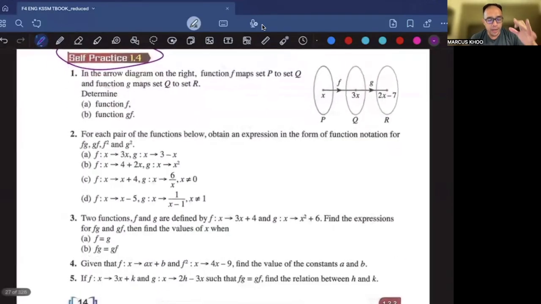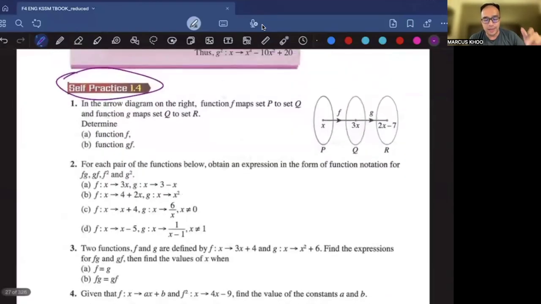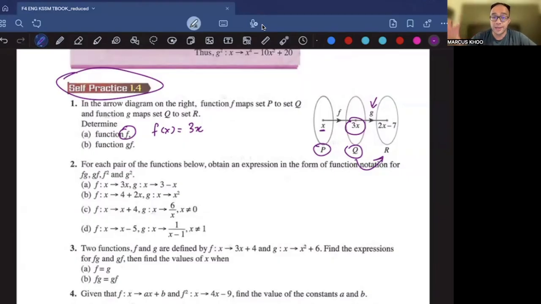In the arrow diagram to the right, function f maps set P to set Q, and function g maps set Q to set R. Determine function f. If the original object is x, and after you do the function it becomes 3x, then, as we've already done in subtopic 1.1, the function f(x) is 3x, because the original object is x and the end result is 3x.